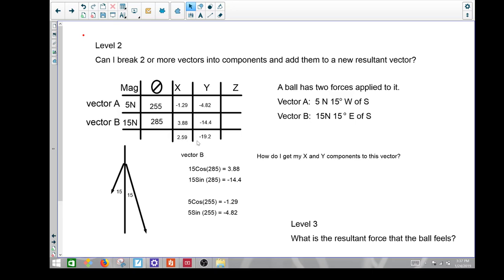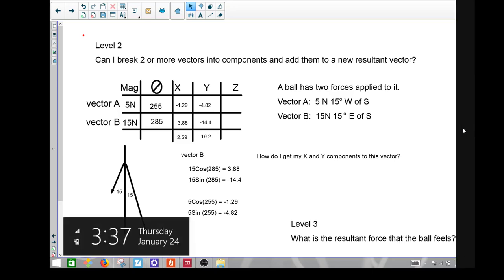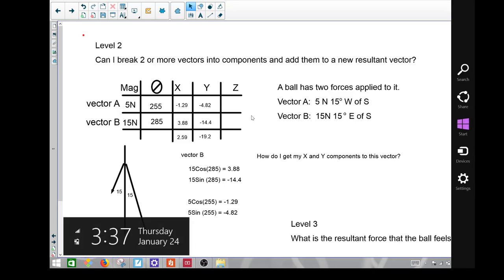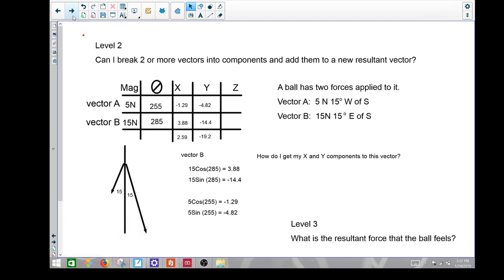Now the 2.59 and the negative 19.2 represent, as you add them up, all of the x component and all of the y component. Okay? So at this point, a lot of the hard work is already done, but let's look at this last piece. How do I rebuild? I always call it you break apart, you add it together, and then you rebuild it. All right, so in this situation, let's go to the next slide.